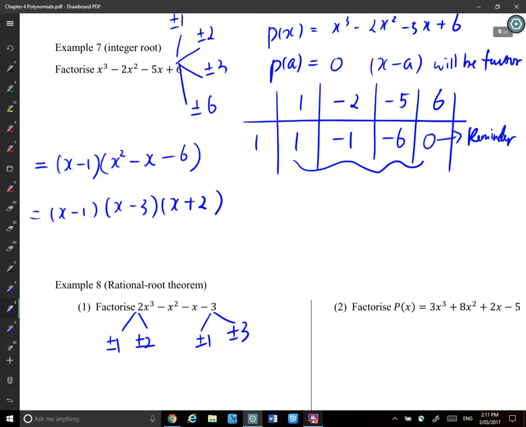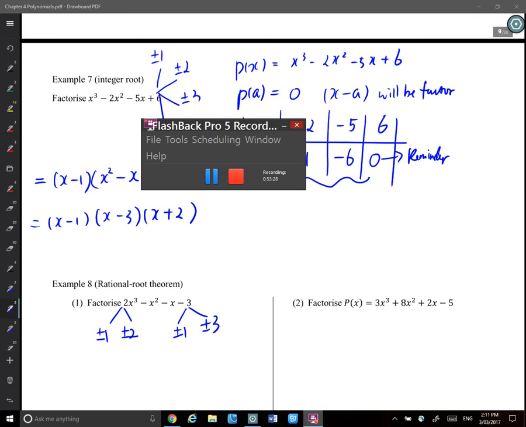I will stop here and keep going next lesson. That's the most important thing I really want to show you: the synthetic method.